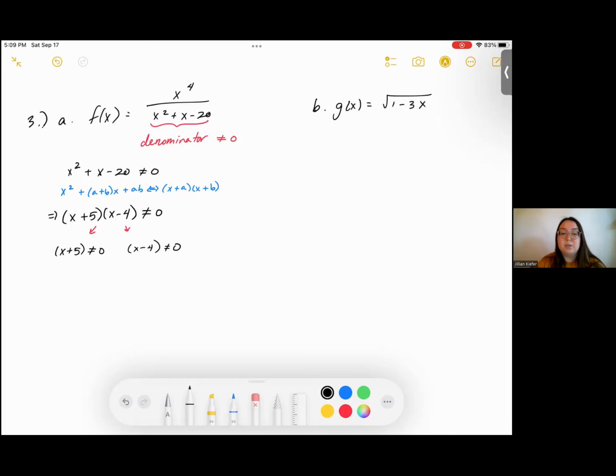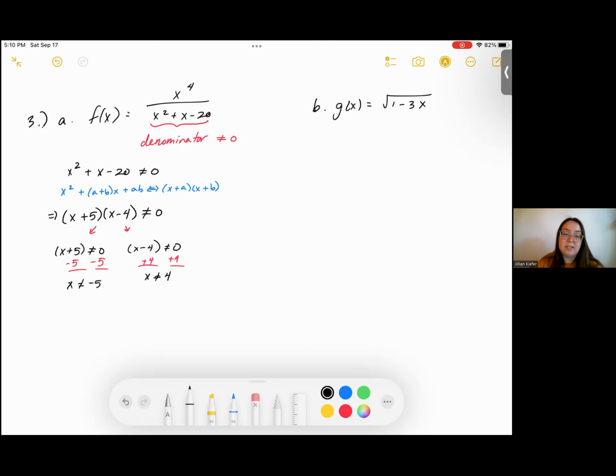So we're going to go ahead and solve the two separate statements to find what x can't be equal to. For x plus 5 not equal to 0, we're going to subtract 5 from both sides. This leaves us with x cannot be negative 5. Then on the other side, we're going to add 4 to both sides, and this will leave us with x cannot equal 4. So our function is not defined for values of negative 5 or 4, but any number other than that is fine.